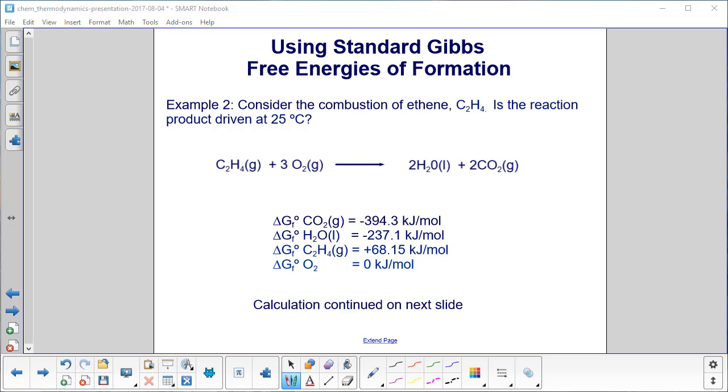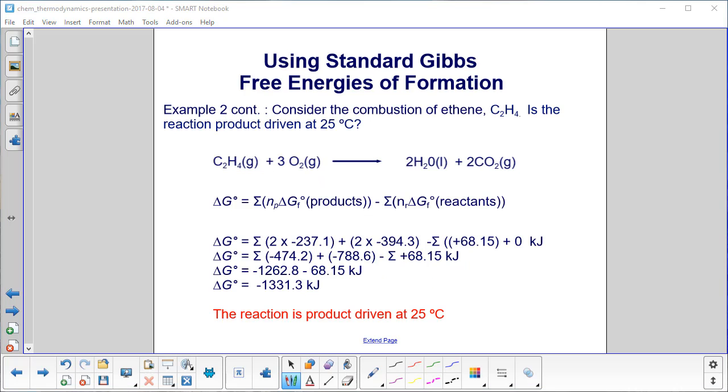Let's try another example. We're going to have the combustion of ethene, and you know it's combustion because it's reacting with oxygen. Is it product driven at 25 degrees Celsius? Here's our table of Gibbs free energies, and we will need them on the next page, which is where we're going to go now. Here's our reaction, and let's look at the stoichiometric coefficients.